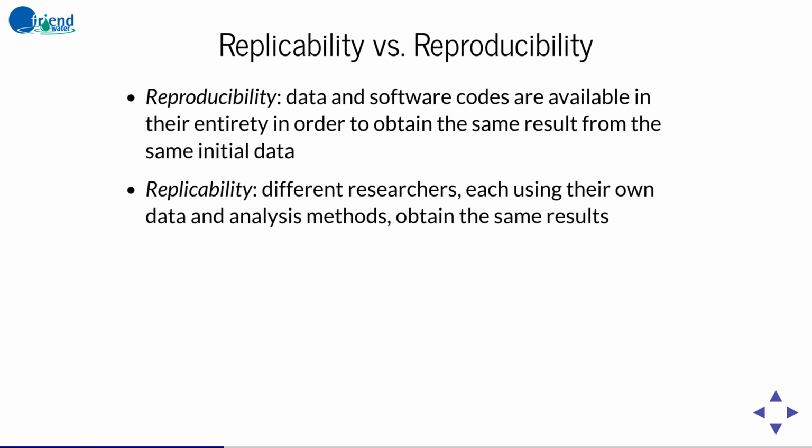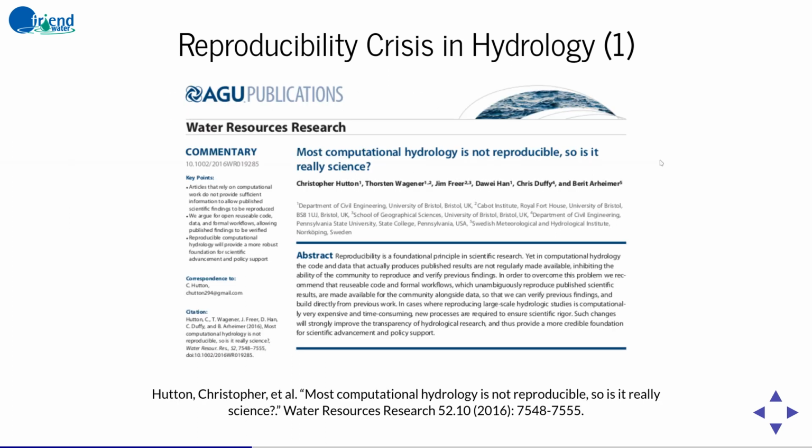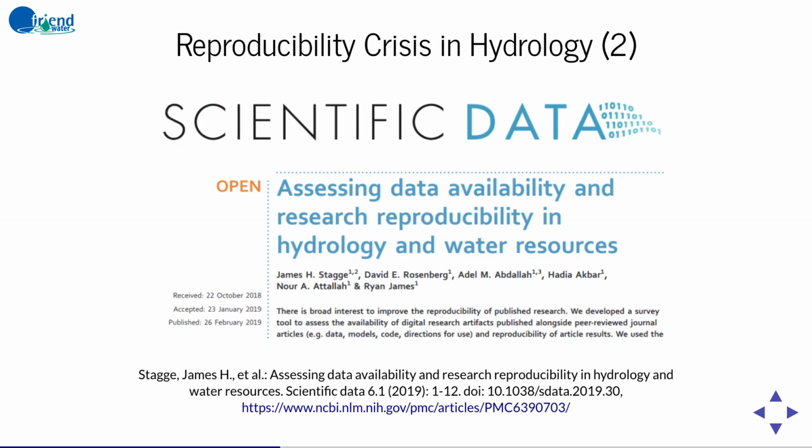To get started, I recommend 2 papers. One by Christopher Hutton, Thorsten Wagner et al., a 2016 commentary published in Water Resources Research with the heretical title "Most Computational Hydrology is Not Reproducible, so is it really science?" And second, a study by James Stagge, David Rosenberg et al., published in 2019, assessing data availability and research reproducibility in hydrology and water resources.